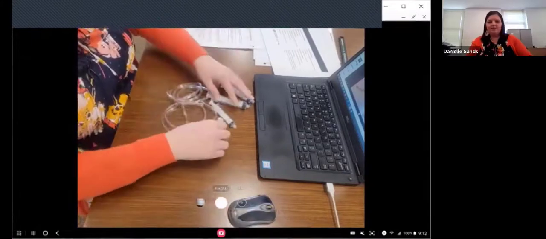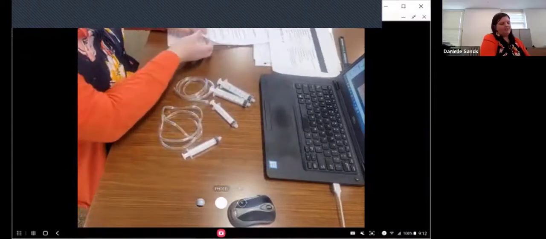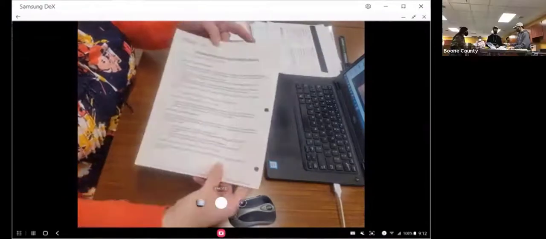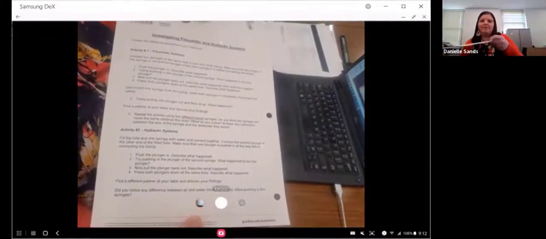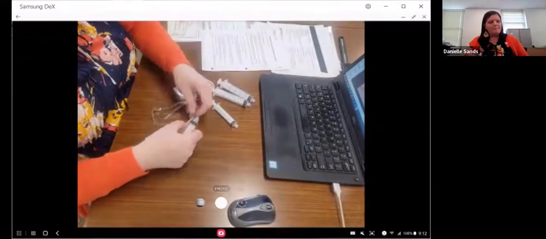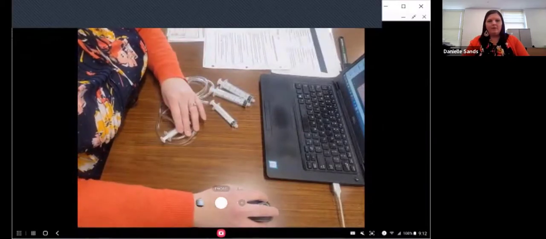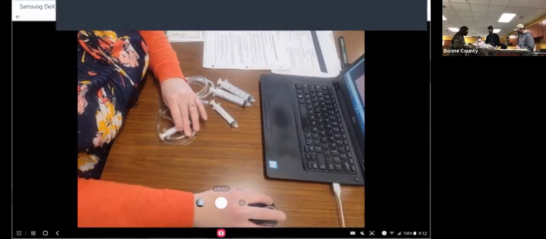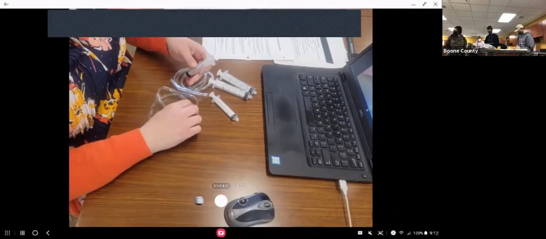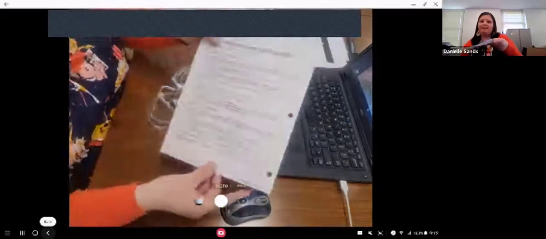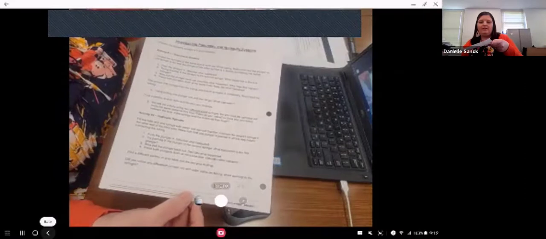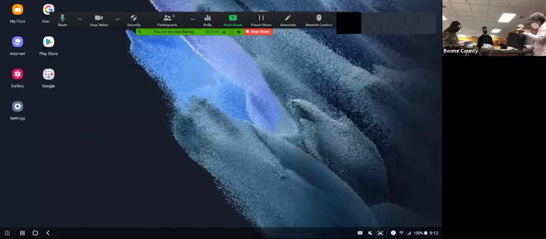Can you see my desk? Yeah. All right. With this investigation activity, you're also going to pull out the handout called Investigating Pneumatic and Hydraulic Systems. There's an activity one and then an activity two. How about I pull it up on my screen? No worries. We will pull it up right here.